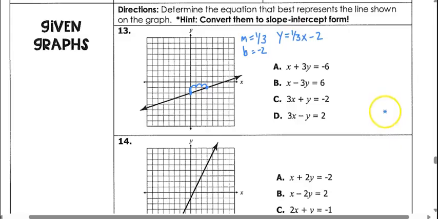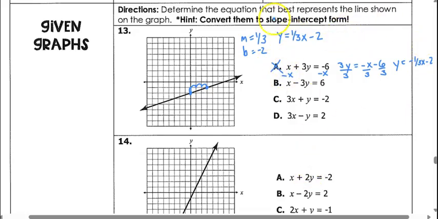Okay, now to get the standard form, I'm going to show you two ways, and then you can pick which way you like the best. Okay, the first way is just to take each of these equations and change them into slope-intercept form and see which one matches. Okay, so if I have x plus 3y, I would subtract x from both sides. That would leave me with 3y equals -x minus 6, and then I'm going to divide by 3, divide by 3, divide by 3, and so I would have y equals -1/3 x minus 2. All right, that's -1/3. I want +1/3, so it can't be A.